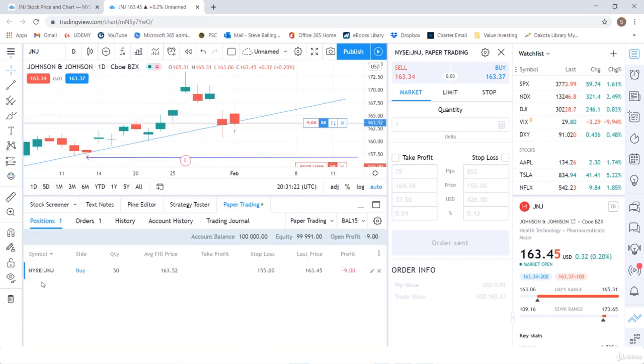We'll go under paper trading here, and you can see Johnson & Johnson, the New York Stock Exchange. I have a buy there. The average price I got was 163.52. I got a stop loss at 155, and the last price is 163. So no profit yet, or there would have been a little cost to putting the order in. No profit yet, but we're still early, right?